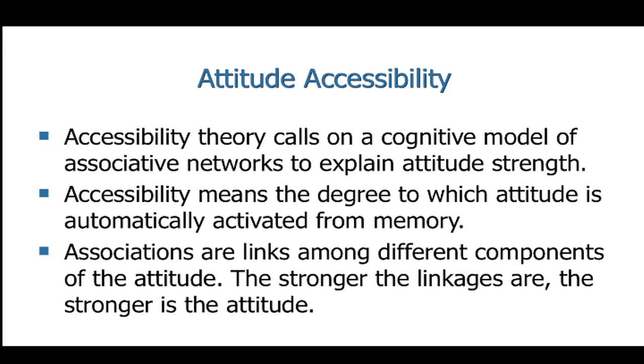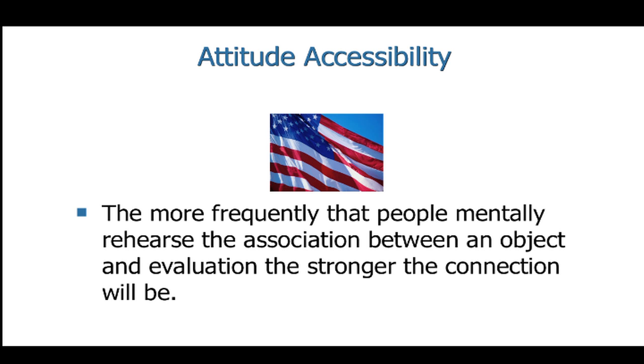Attitude accessibility theory calls on cognitive model of associative networks to explain attitude strength. Accessibility means the degree to which attitude is automatically activated from memory. Associations are links among different components of the attitude. The stronger the linkages are, according to attitude accessibility theory, the stronger the attitude. According to attitude accessibility theory, the more frequently that people mentally rehearse the association between an object and evaluation, the stronger the connection will be.